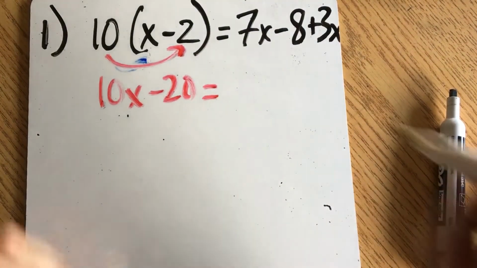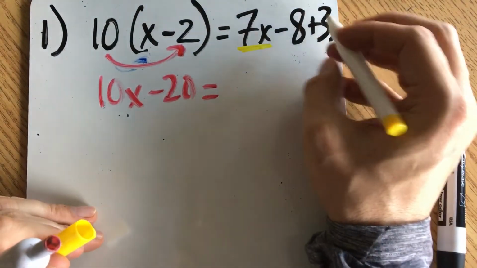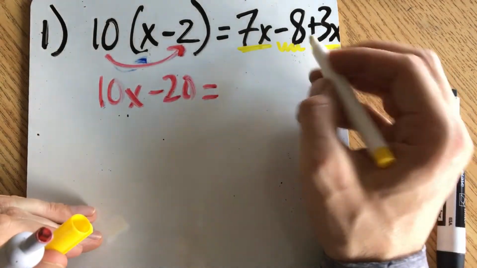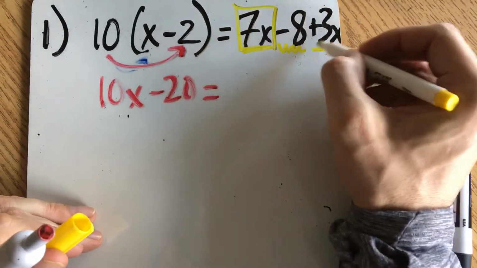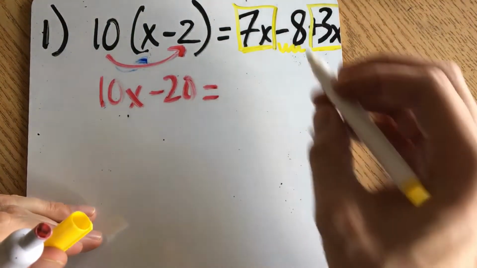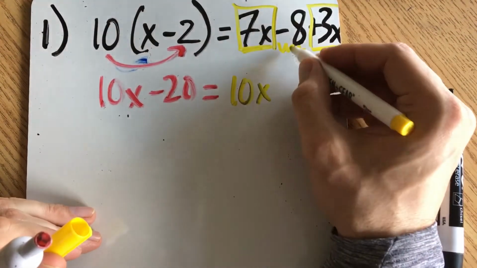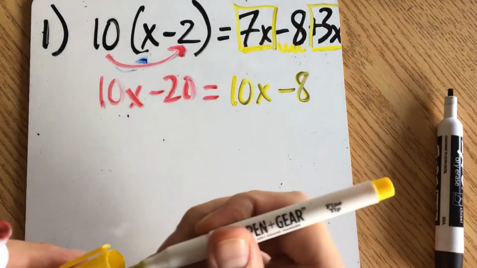Over here, I have 3 terms, 3 things being added. I've got this, I've got this, I've got this. Do you see how these two are both the same? This and this are both x's. Can I add those together, 7x's plus 3x's? Sure you can, that's 10x's. And then the minus 8, I can just drop it down. Now look what we have.